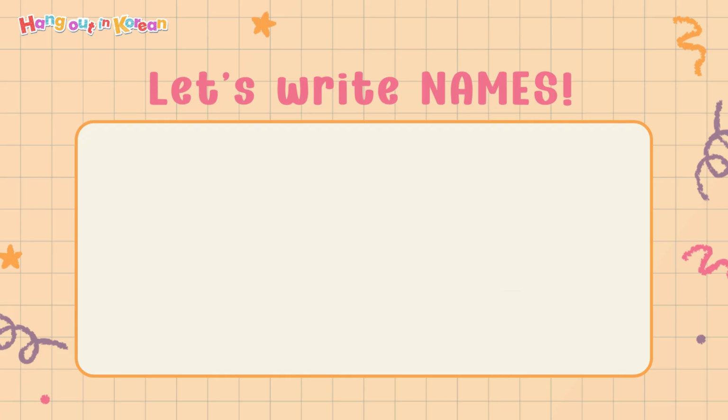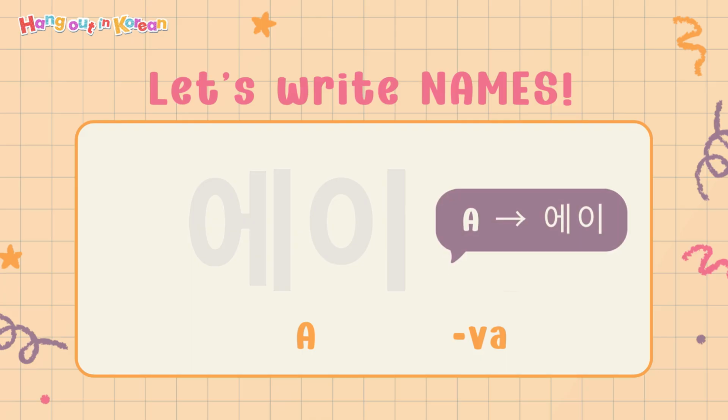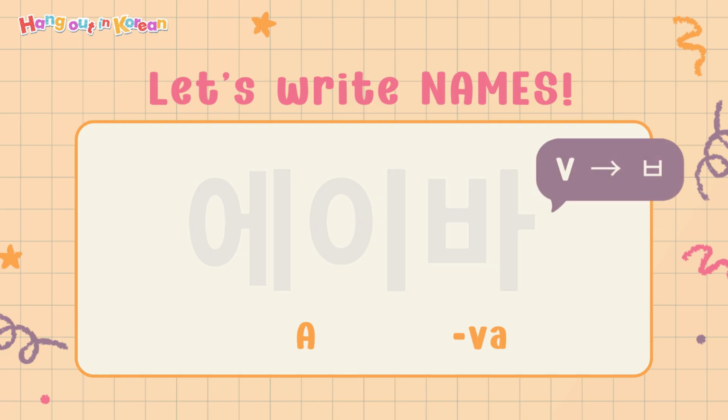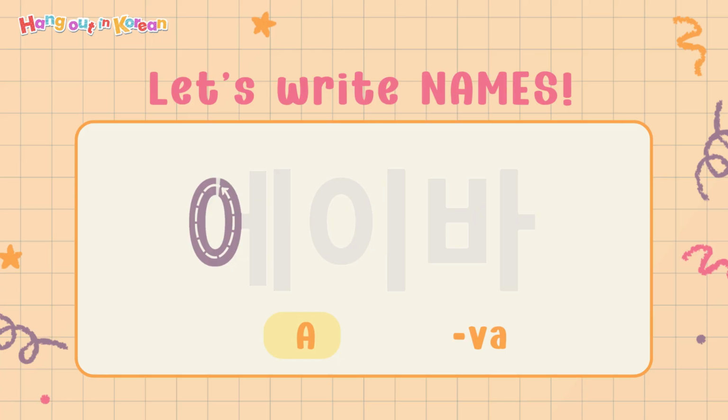Now, let's look at a name with a V sound. Ava. Break it down into sounds. A, va. Match the sounds with syllables. A. In many modern name spellings, the A sound is written this way. Ba. Korean does not have a V sound, so we use bieup. Write it. Aba.